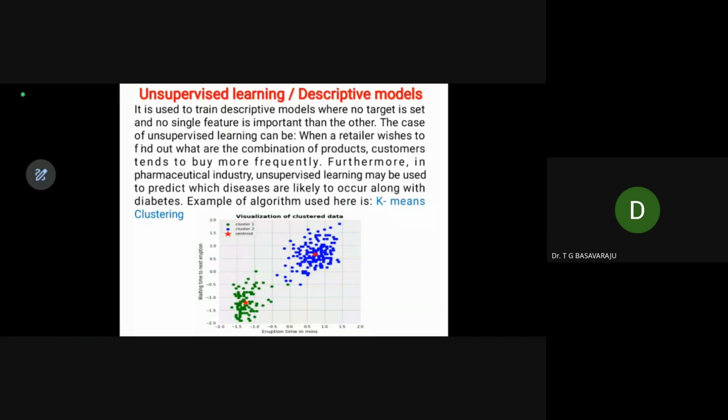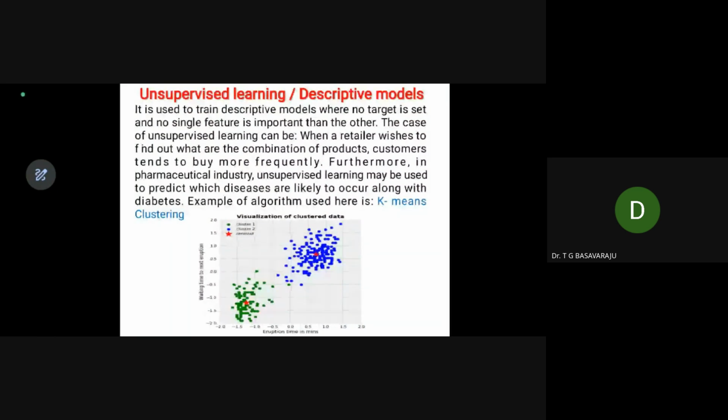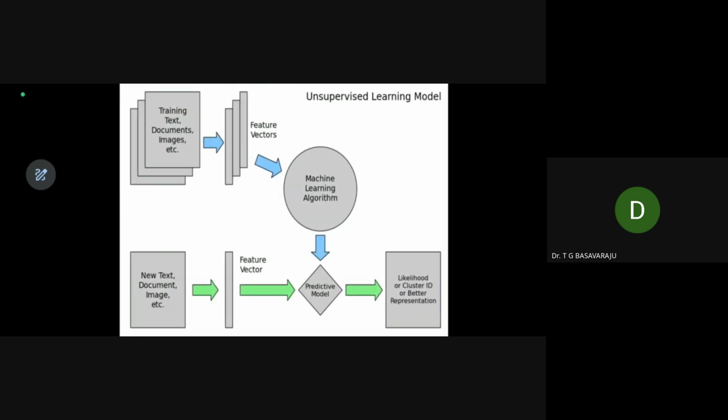One example I'm giving here is k-means clustering, which uses the centroid and also uses the Euclidean distance calculation between the data points to find the distance between the centroid and the data in order to form the clusters. This is the basic block diagram for the unsupervised learning model, wherein the output would be the likelihood or the cluster ID, or whatever is the better representation for us.